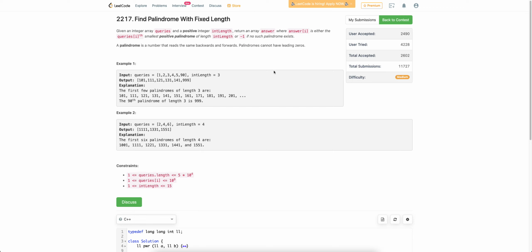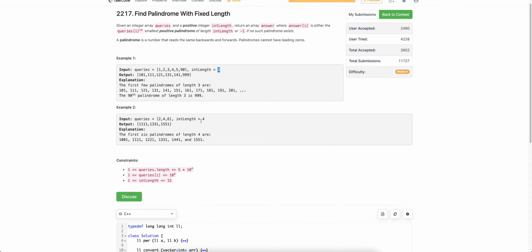Hello everyone. So let's discuss the third problem of today's weekly Leetcode contest. Find palindrome with fixed length. So we are given an integer length and we are given some queries. For each query, we need to find the smallest palindrome of length 3. So for example, if query is 5, we need to find the fifth smallest palindrome of length 3. And similarly here, query is 4, so we need to find the fourth smallest palindrome of length 4.